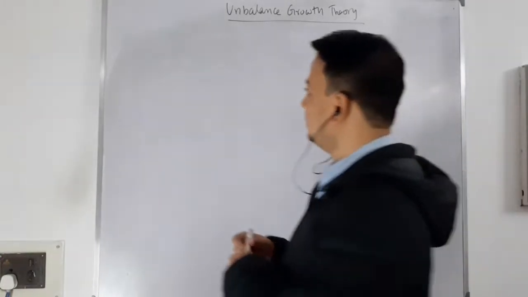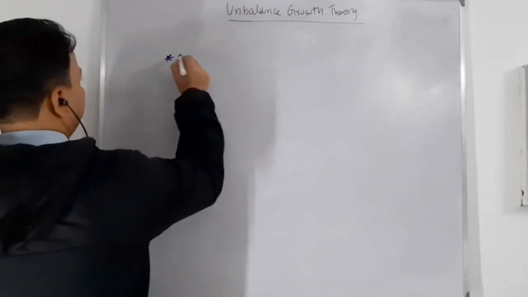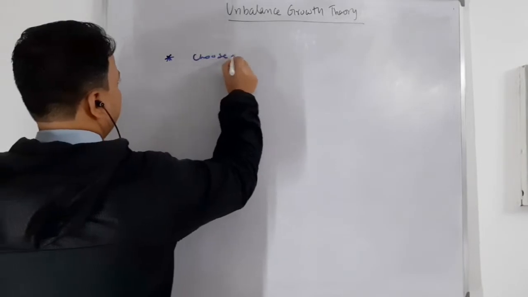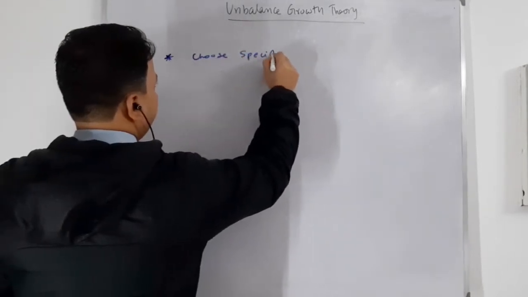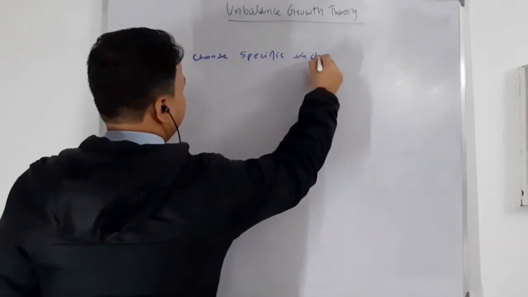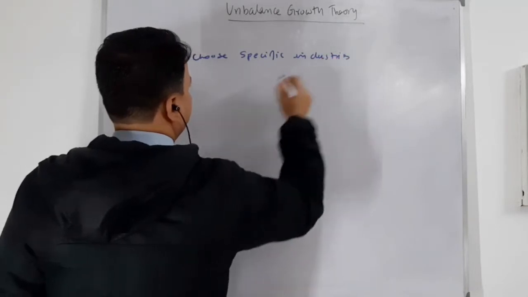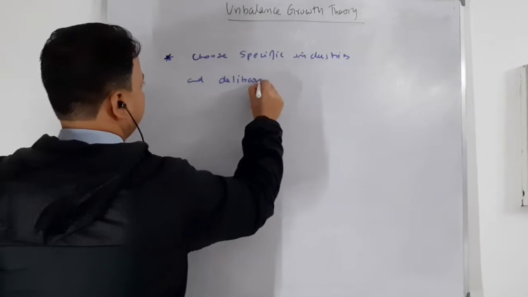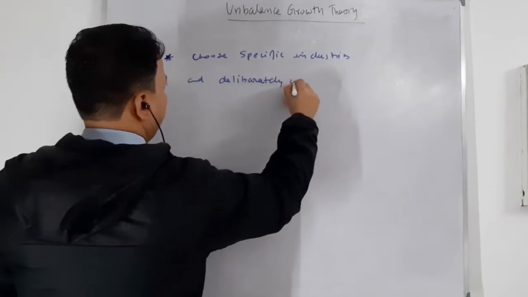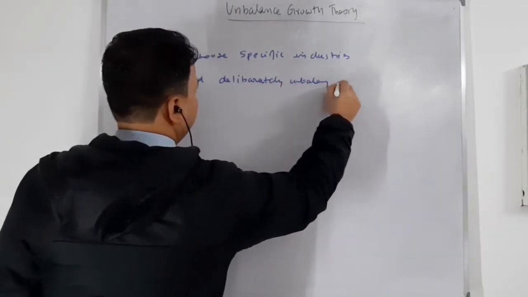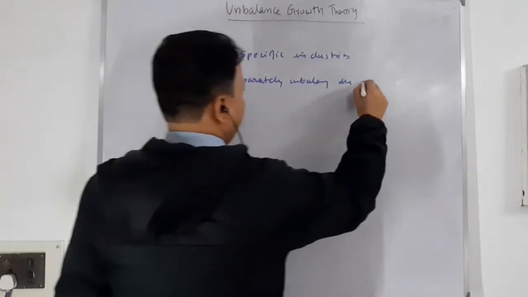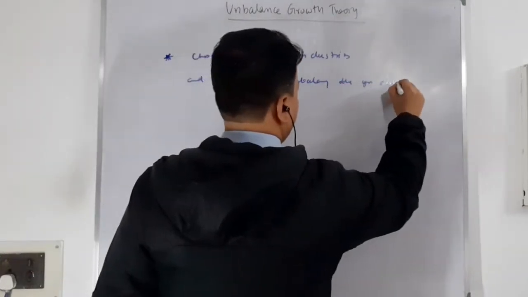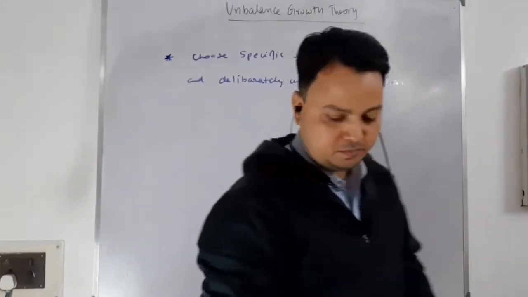So we need to choose specific industries and deliberately unbalance the growth path. Okay, understand this with one example.